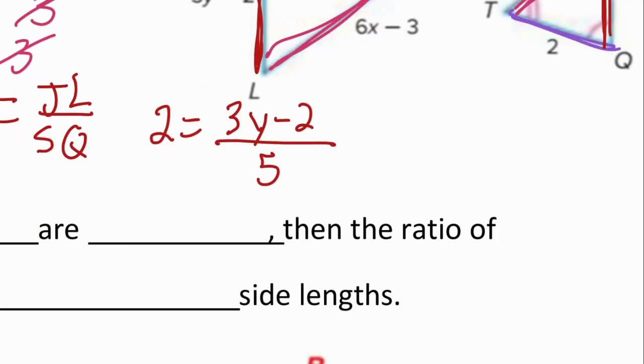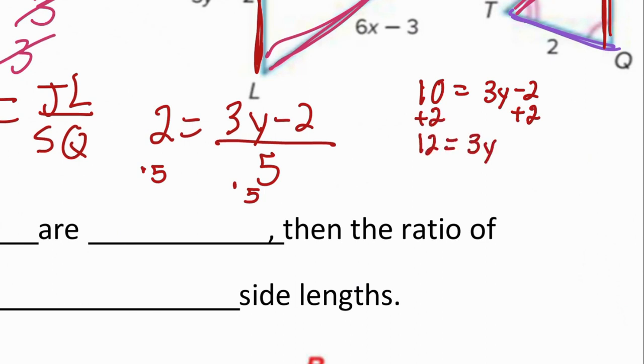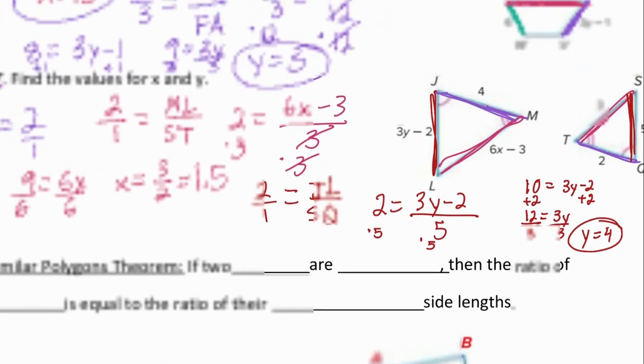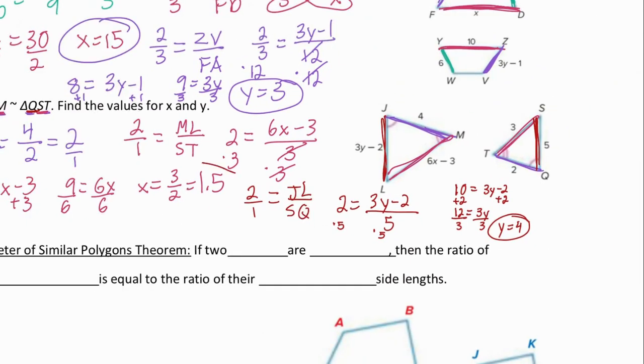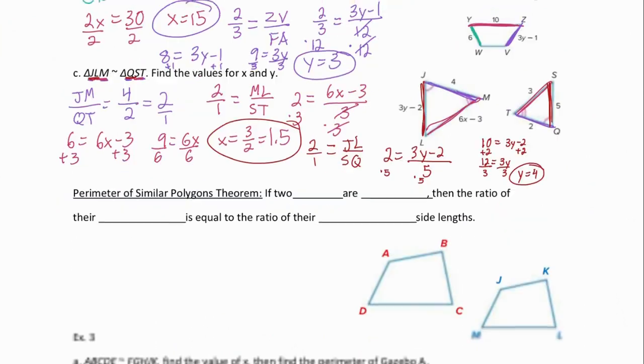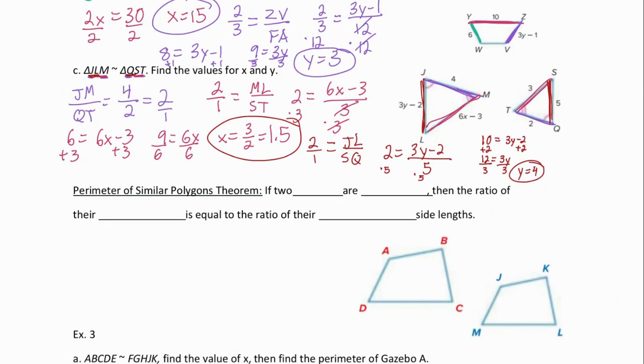I would go ahead and multiply both sides by 5. So I'm going to get that 10 equals 3y minus 2. I'll add 2 to both sides to get that 12 equals 3y. And then divide by 3 to get that y equals 4. Okay, and so those would be my values for x and y. So again, we want that proportion to be the same between the figures. So in addition to this, we can also talk about perimeters.